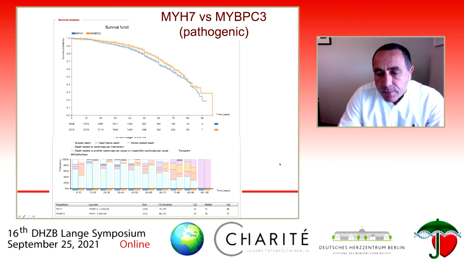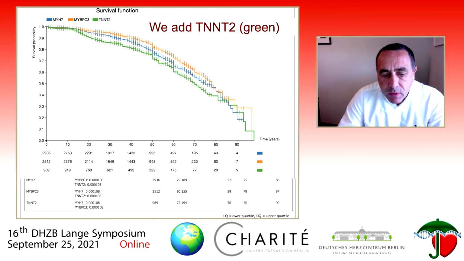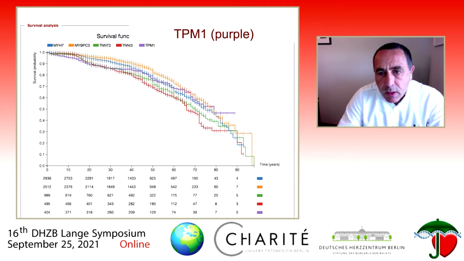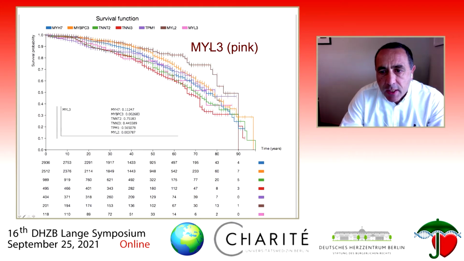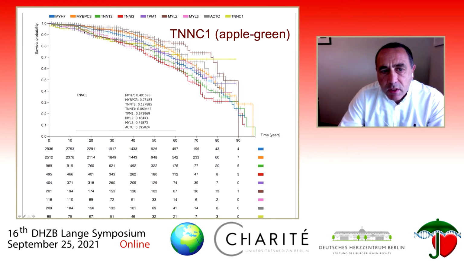Similar for both genes. Other genes, this is troponin T, 1,000 individuals, worse. Troponin I, 500 individuals, worse. Tropomyosin in purple. Myosin light chain 2 is better, lower number of individuals. Myosin light chain 3 in pink is one of the worst. Actin, the cardiac actin gene is here, better survival. And you see the differences, all of them are significant. Troponin C, maple green.